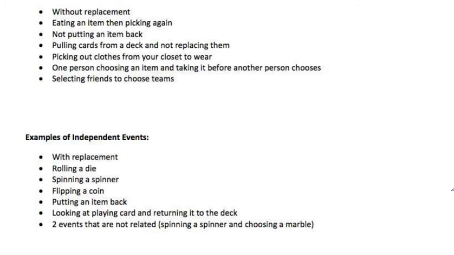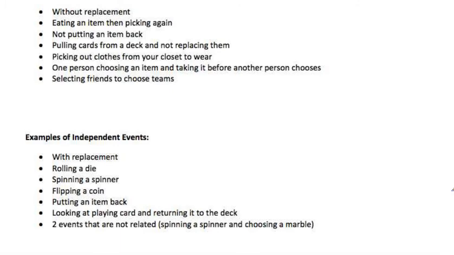Putting an item back. So if you are selecting a coin from your pocket and then you're going to put it back in, that's putting the item back. Looking at a playing card and returning it to the deck. So if you're doing a magic trick and you're pulling one card out and they say return it to the pile, there's still going to be 52 cards in the pile.